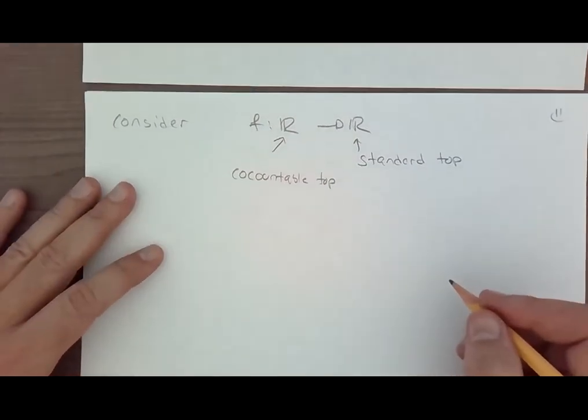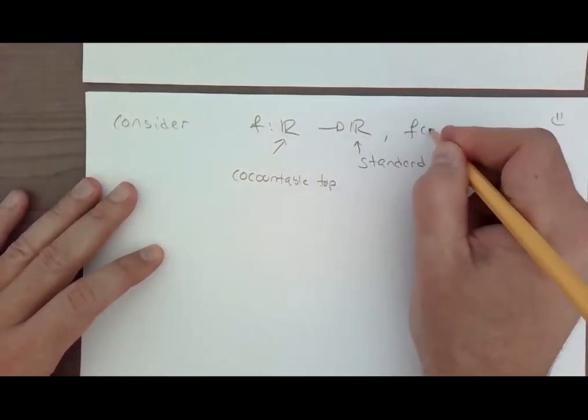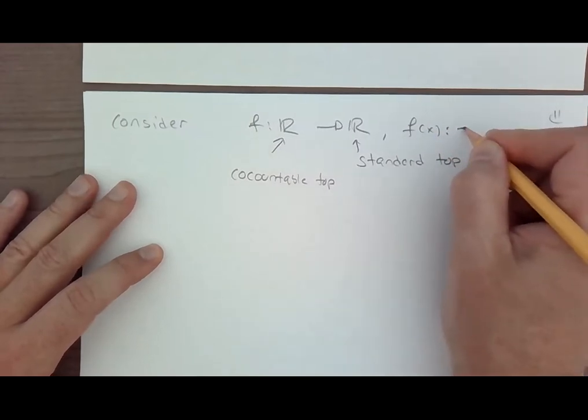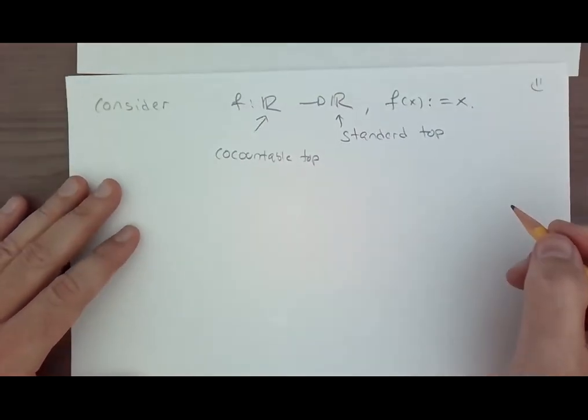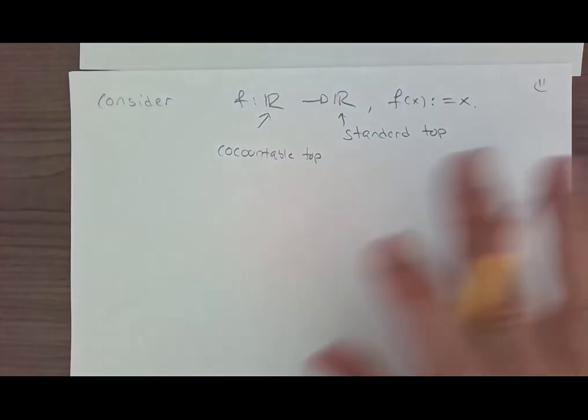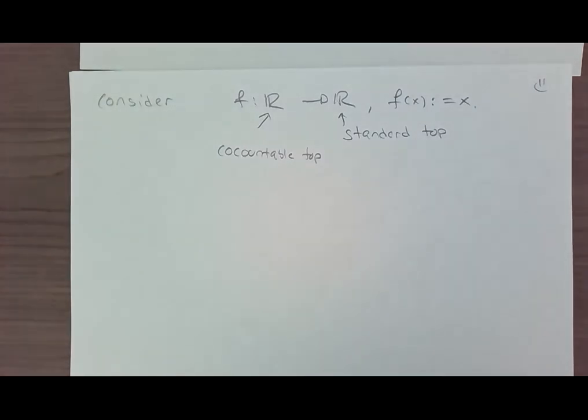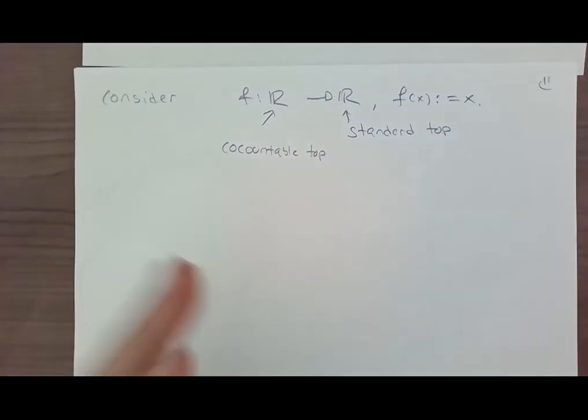And the function I'm going to be looking at is very simple. This is f of x. This is just x. So we would hang our hat on that this thing here is a continuous function. But that's not the case.